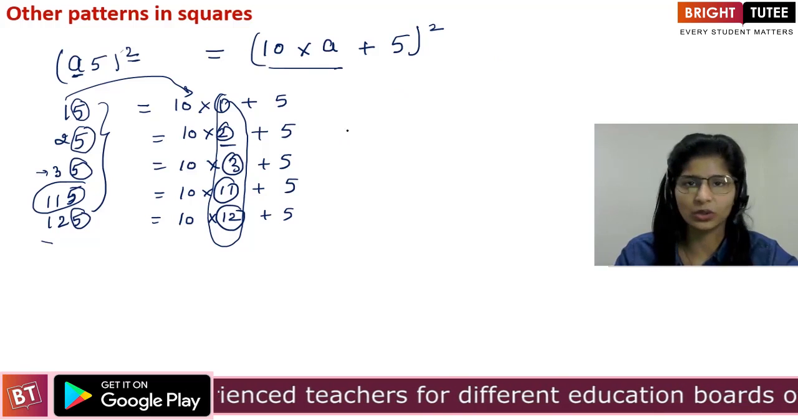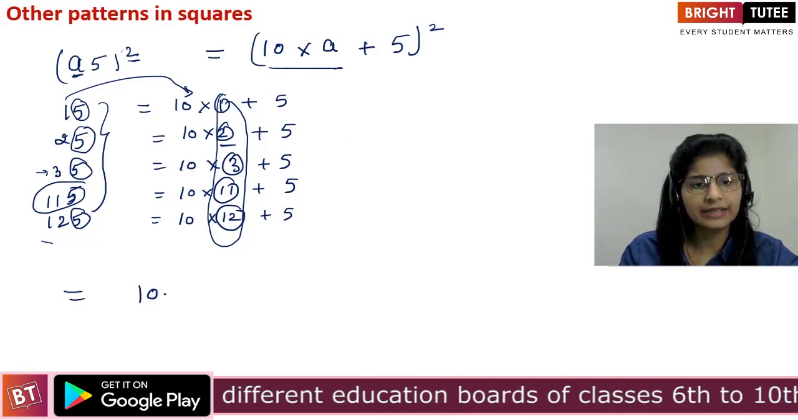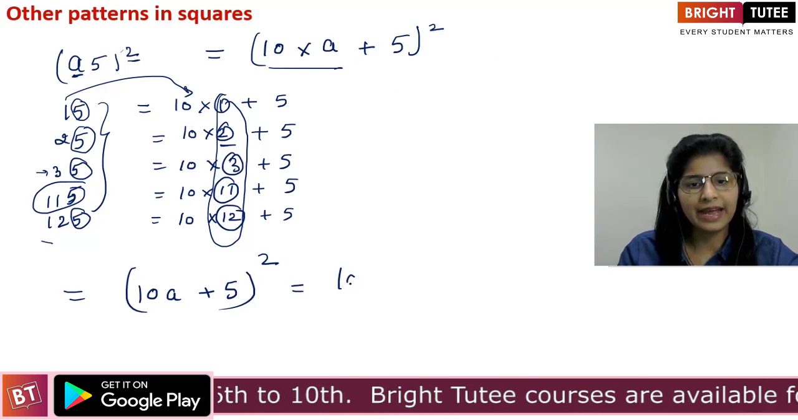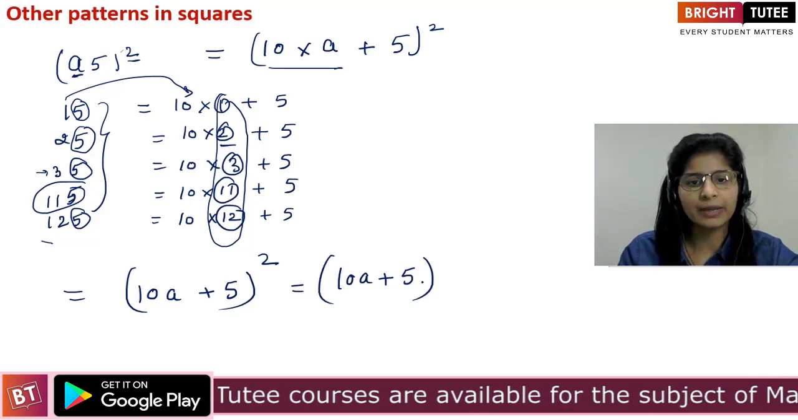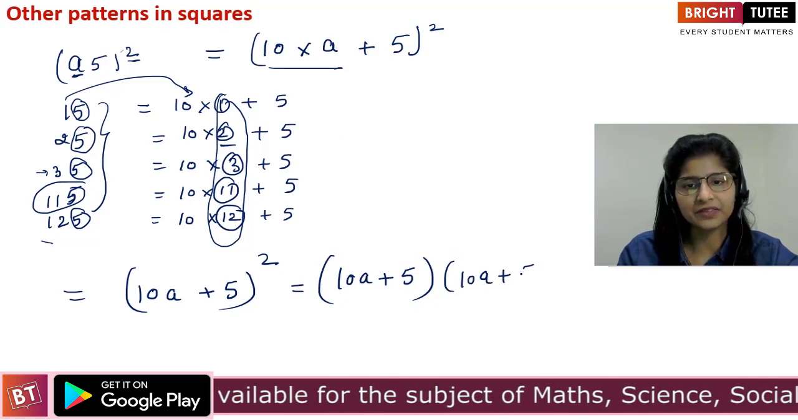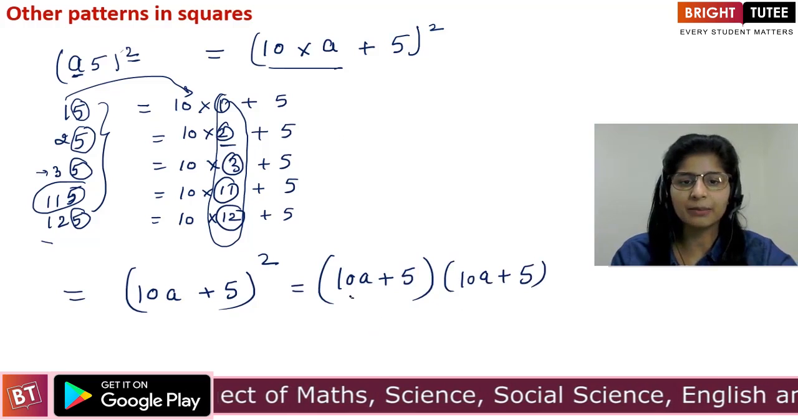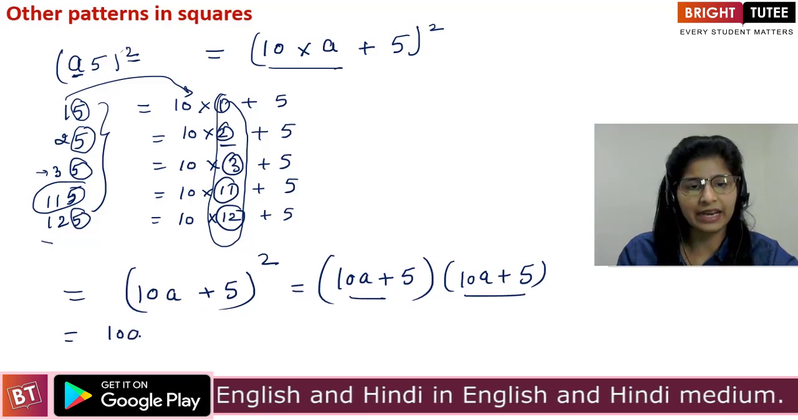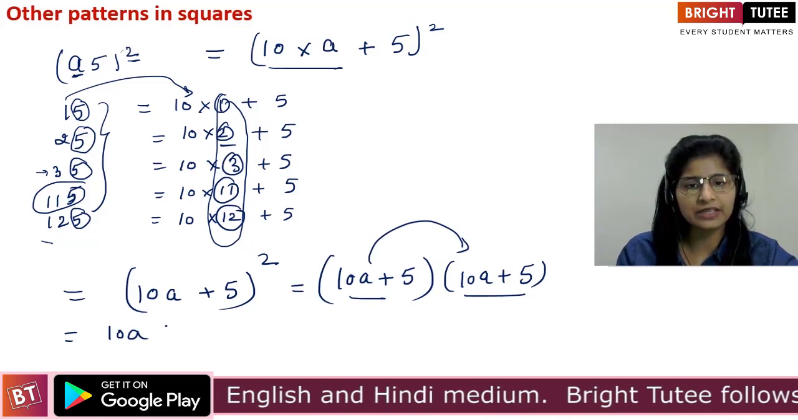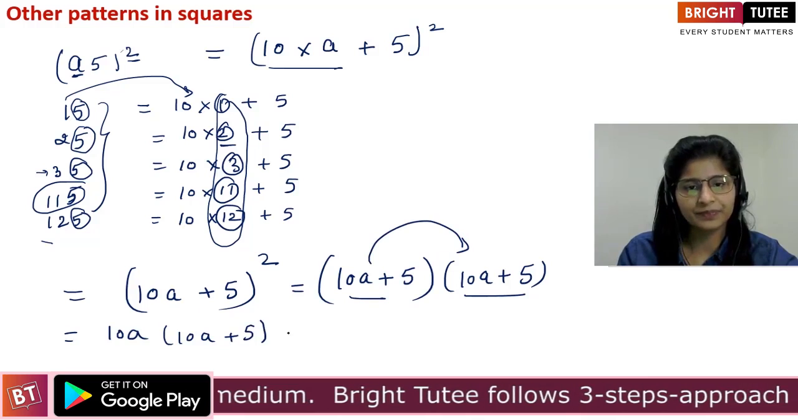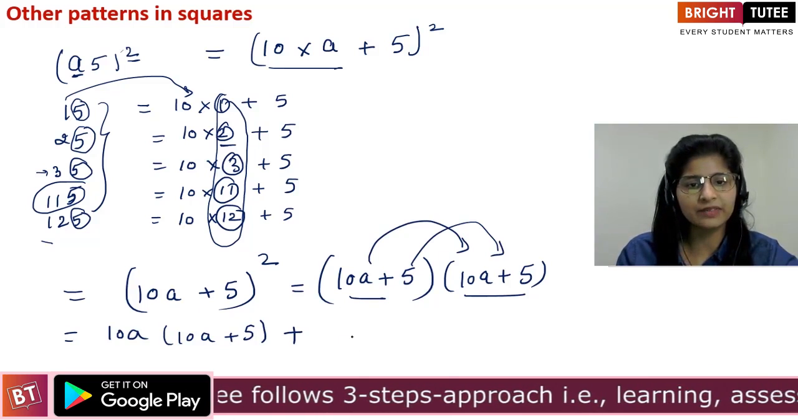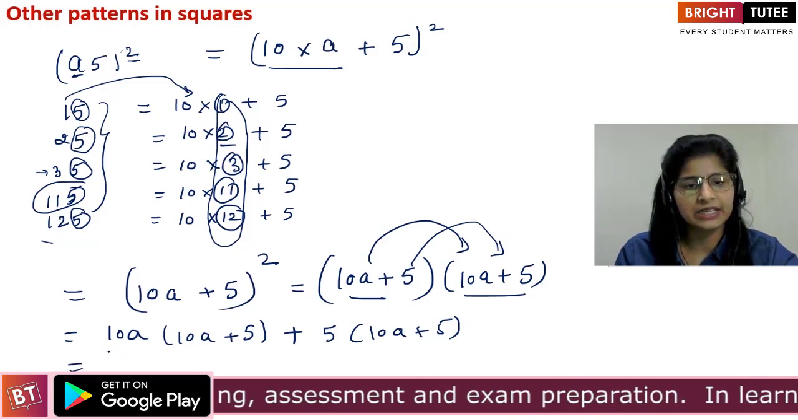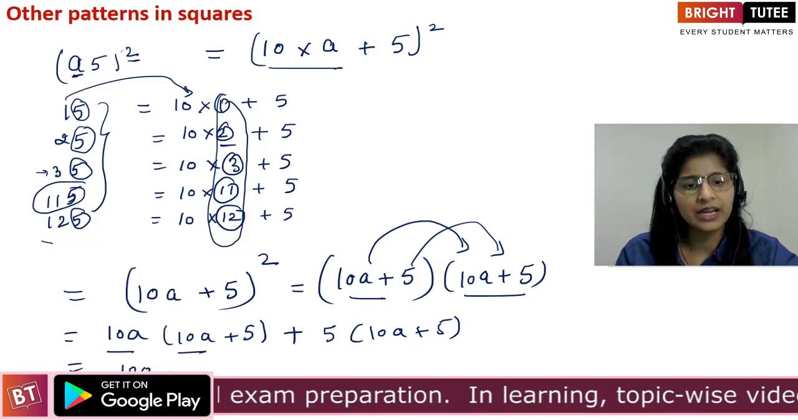So we are going to first solve this. (10A plus 5) whole square is (10A plus 5) multiplied with (10A plus 5). Square of any number means the number multiplied with itself, so here we have done the same thing. Now first 10A will get multiplied with this bracket, so 10A plus 5, then plus 5 will get multiplied with this, so 5 into 10A plus 5.